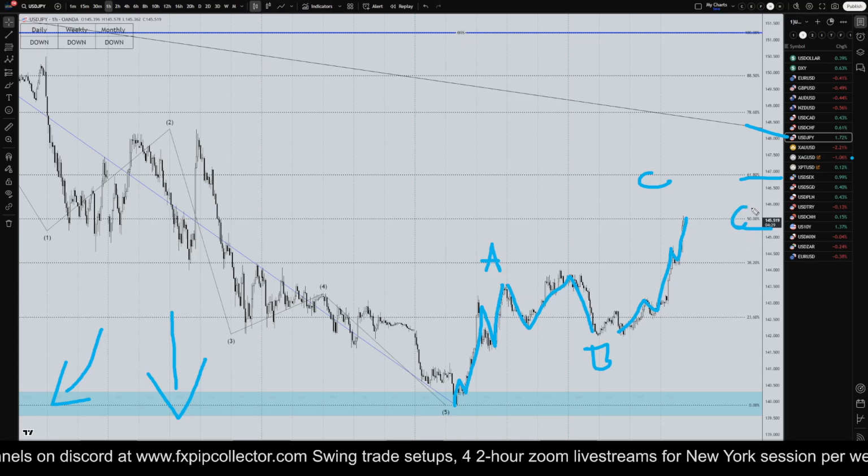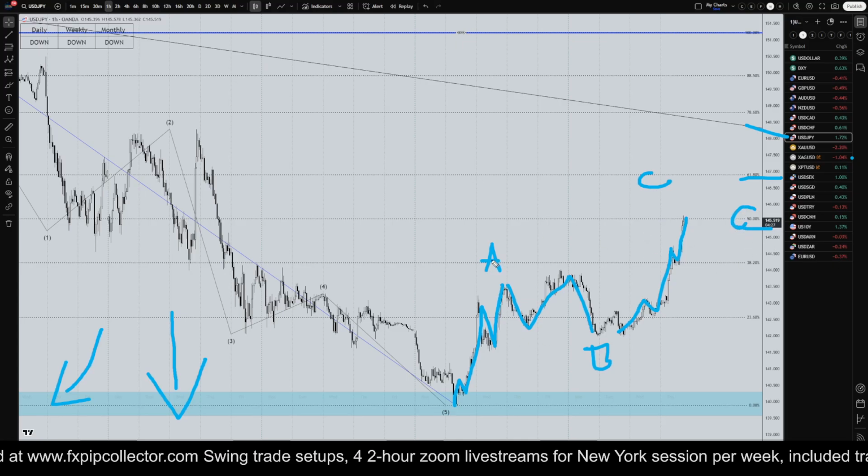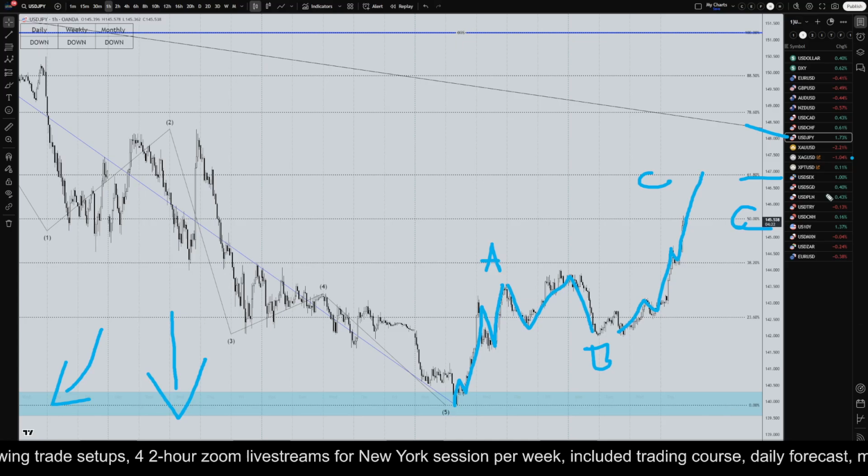Now, just because you're at a fib level and just because it looks like a complete pattern doesn't mean that you just go short. If you go short now, what's likely to happen is it just keeps on going up and you end up losing.